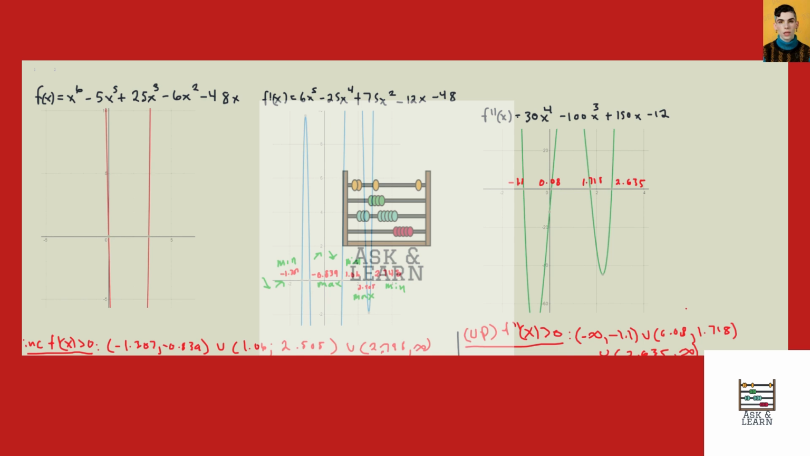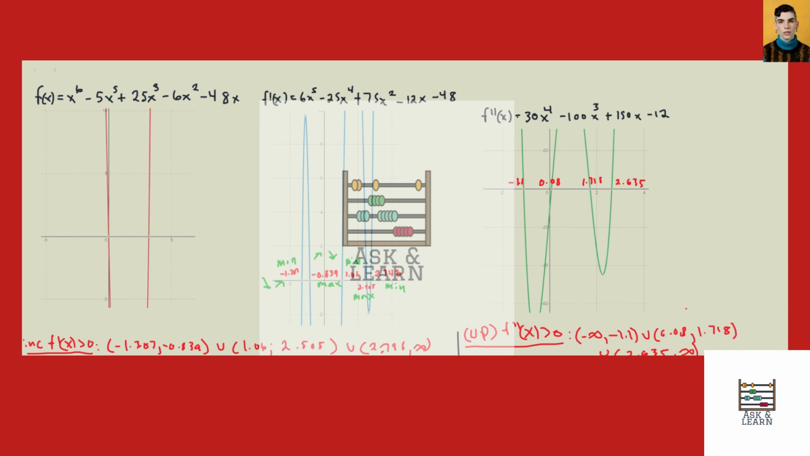And the function is going to be concave down when f double prime is strictly, not greater, but strictly less than 0. So that's going to be just the remainder of our interval. So negative 1.1 to 0.08, union 1.718 to 2.635.